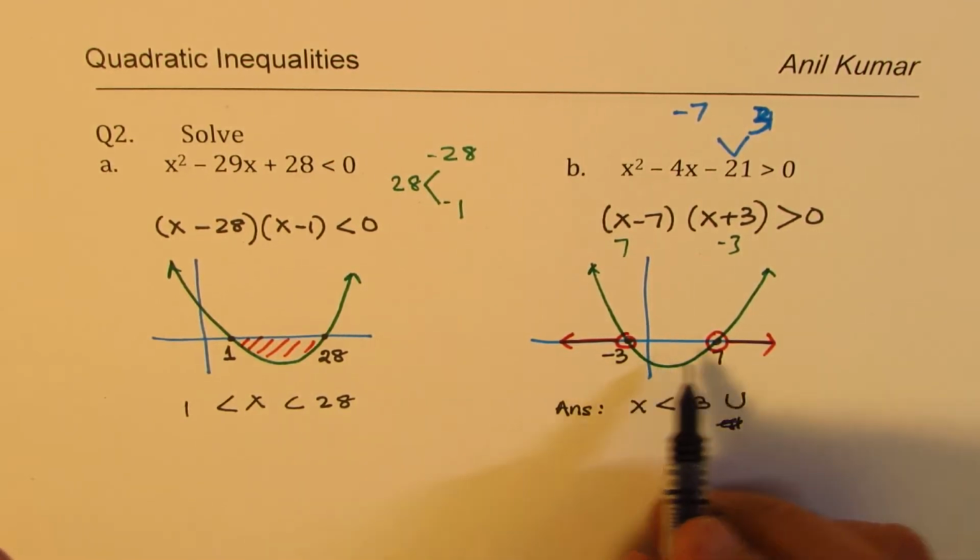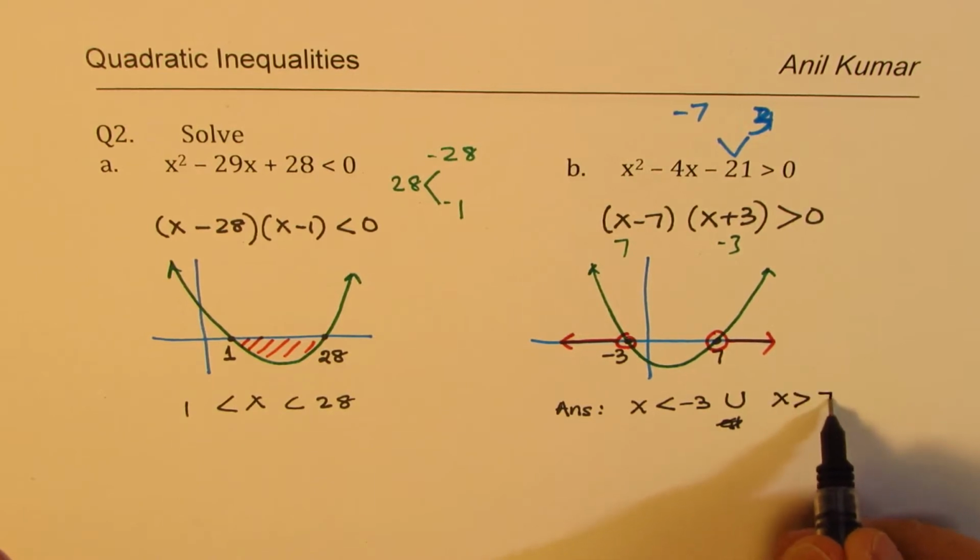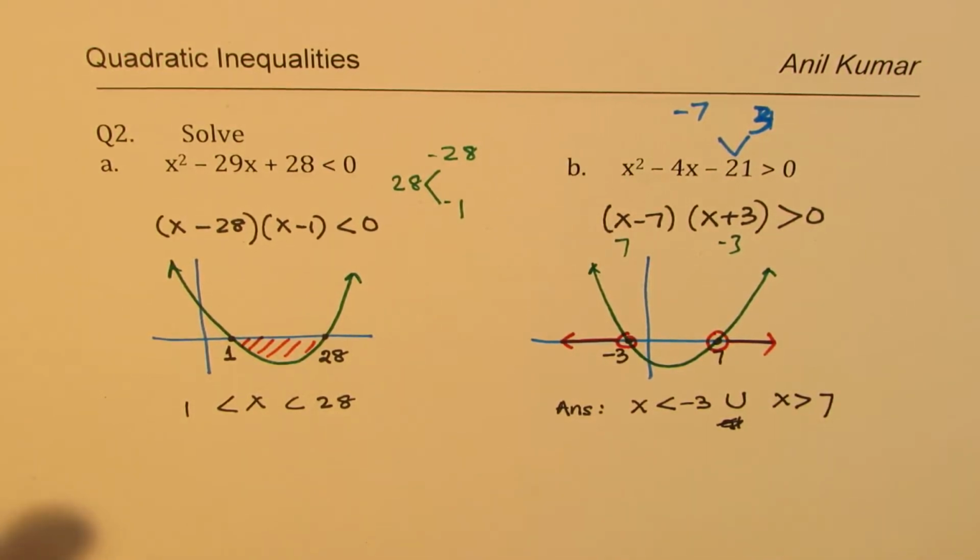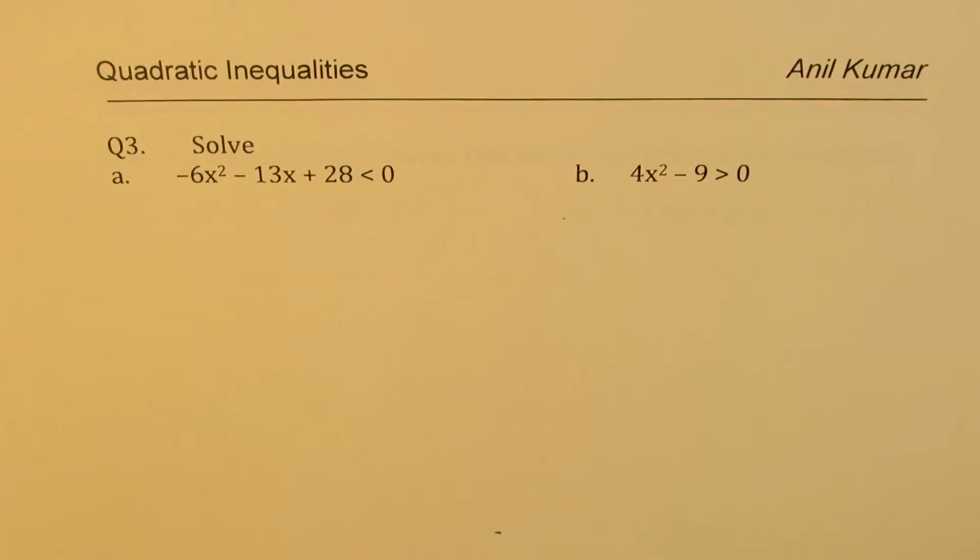Union is a better word. And x is greater than 7. So that becomes the solution for question number 2b. I hope the concept is clear, right? Now let's solve question number 3.